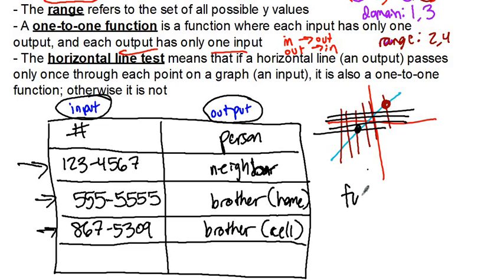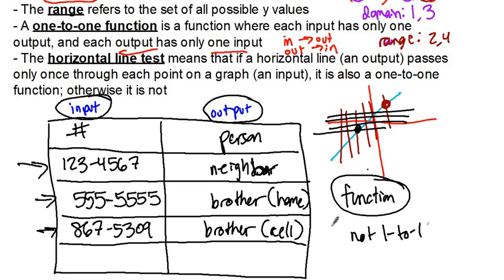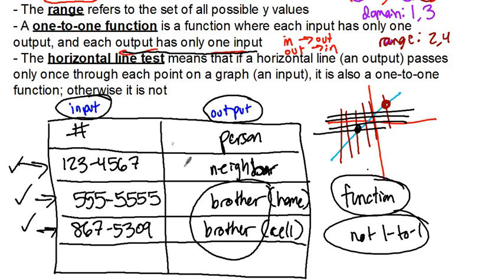It's a function, but it's not a one-to-one function. And if you're not sure why, look back at that definition. Okay, the definition says each input has only one output. Well, that's true. Each of these phone numbers only has one output, but each output does not have only one input, because my brother right here has two different inputs. He has his home phone number right there. He has his cell phone number right there. So that is not considered a one-to-one function, even though it is a function.